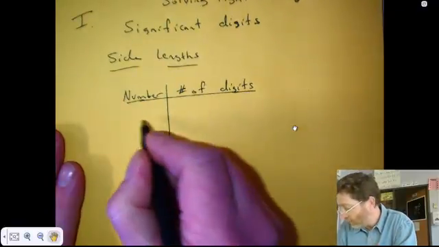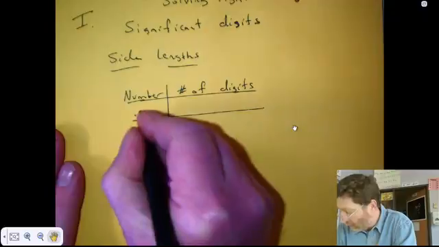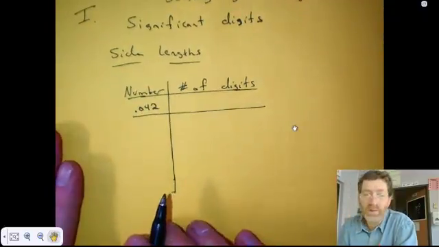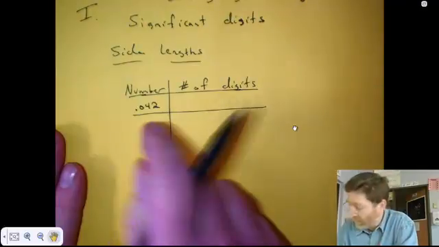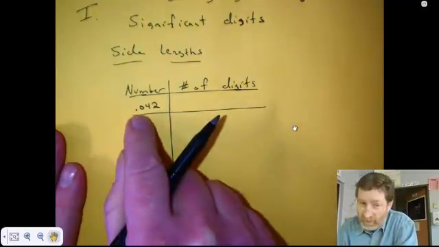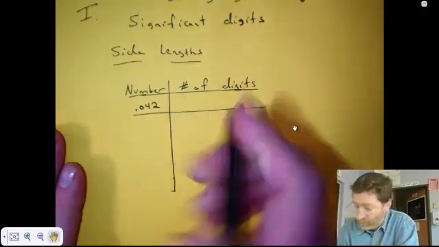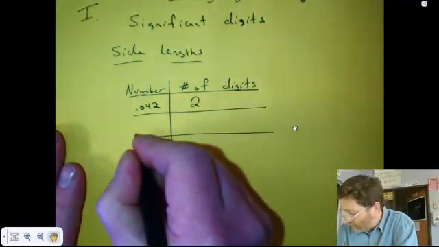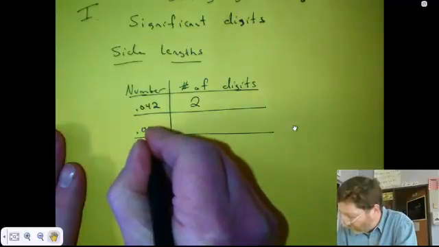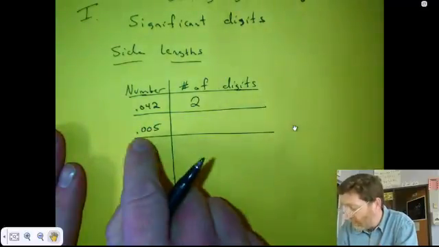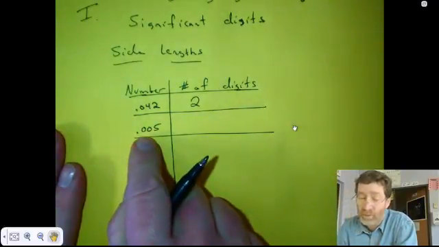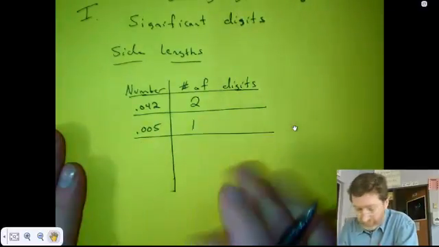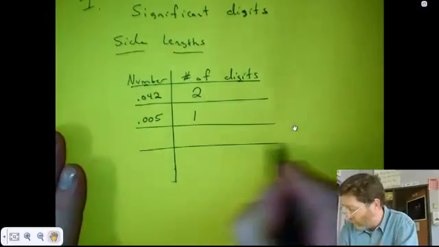So let's start with the number 0.042, 42 thousandths. The 0 is a place value holder, so we don't count it in this case. The only two we count would be the 4 and 2, so this would have two significant digits. If we looked at 0.005, well, again, the two zeros in front of this are placeholders. It's 5 thousandths, so this would only have one significant digit. We would round our answers to 1.